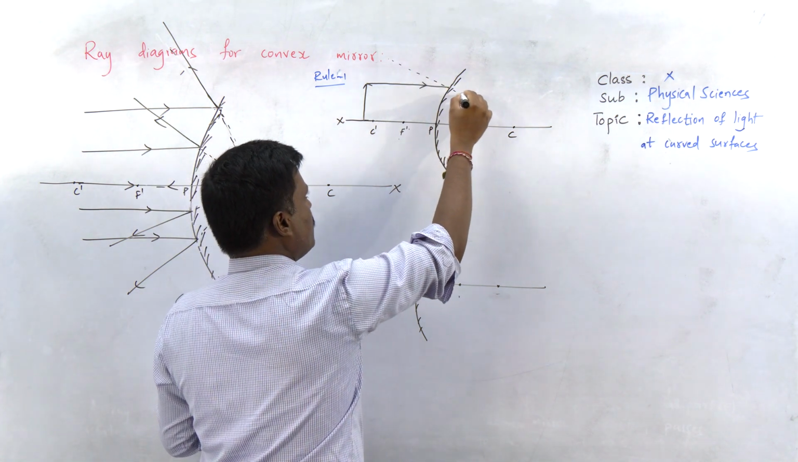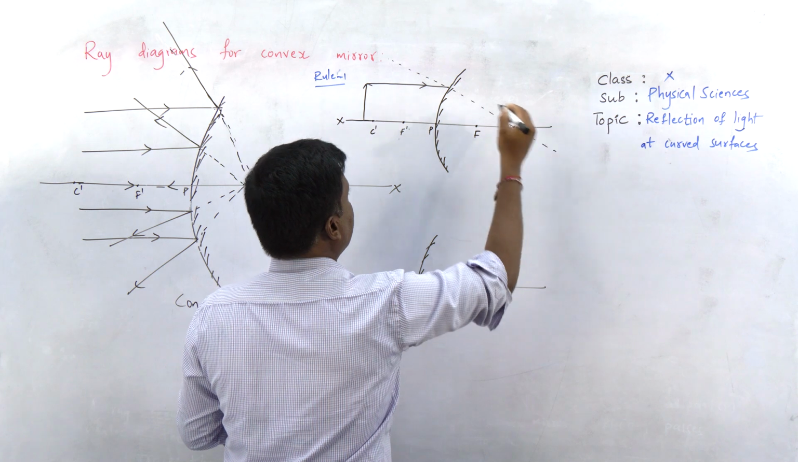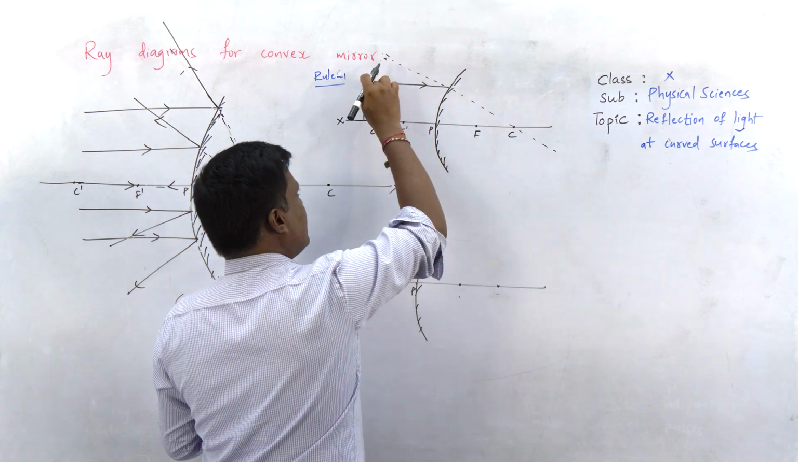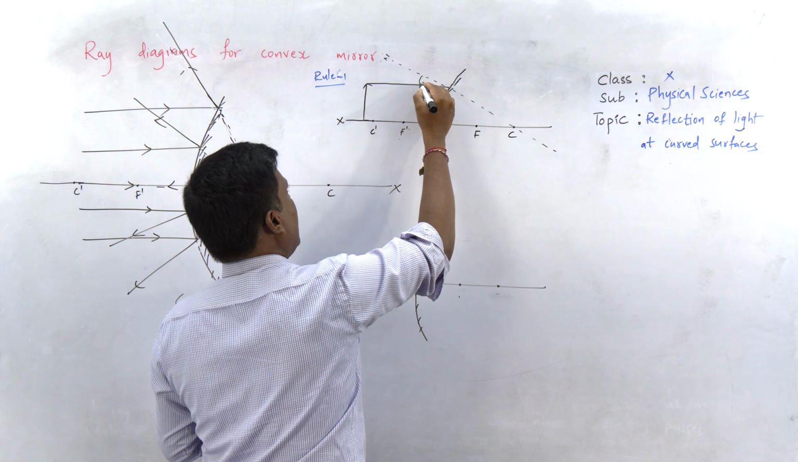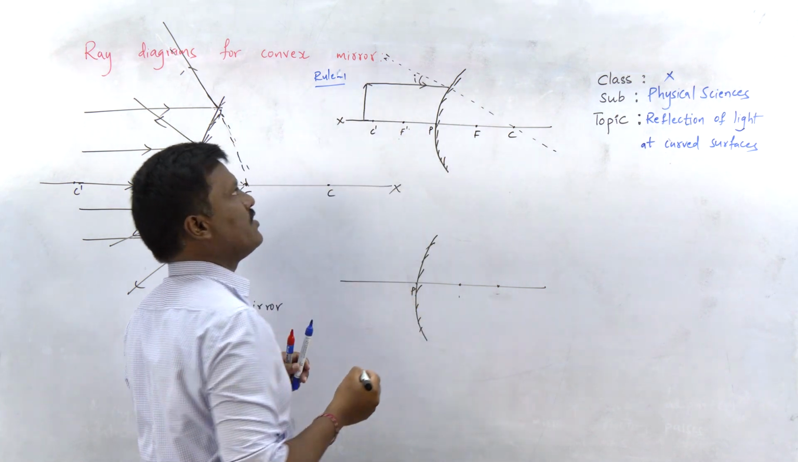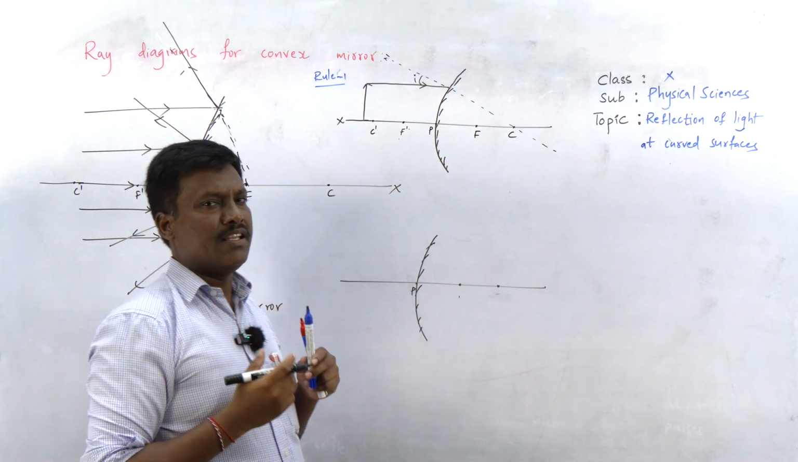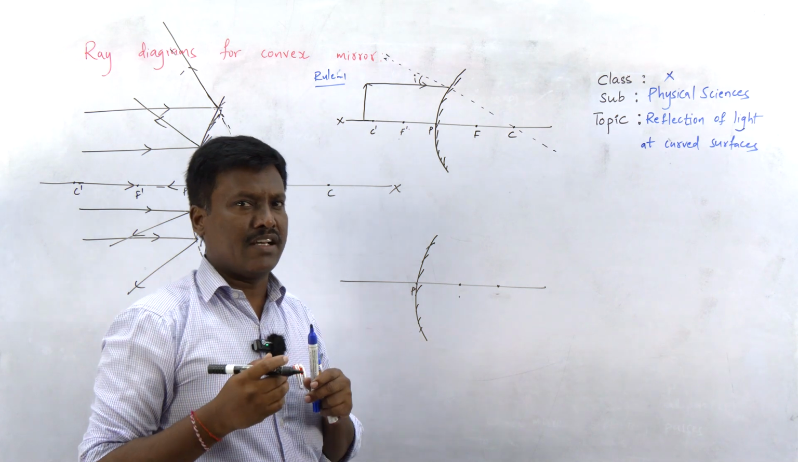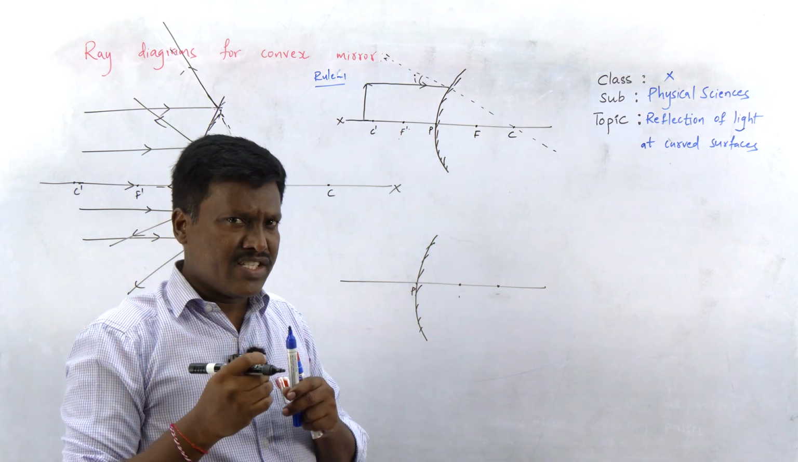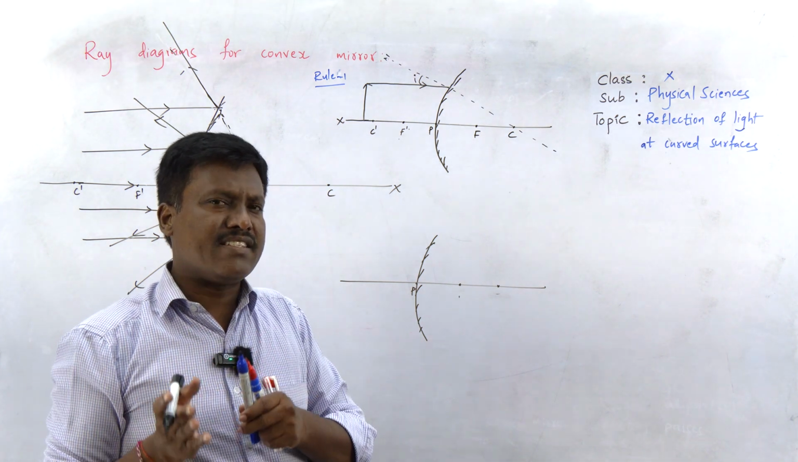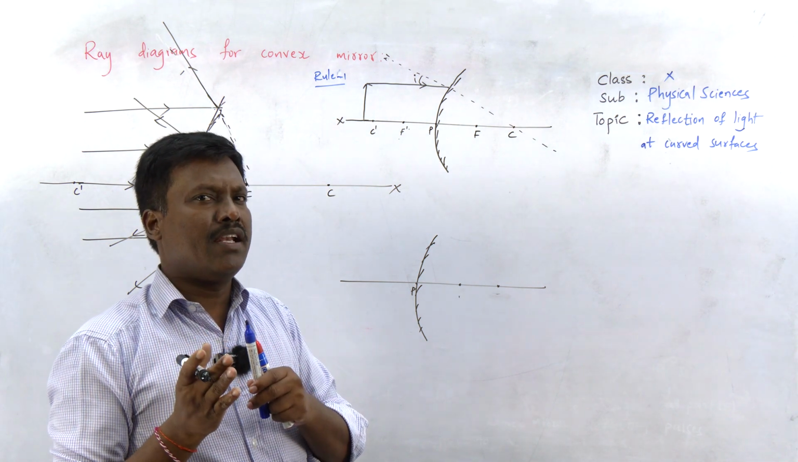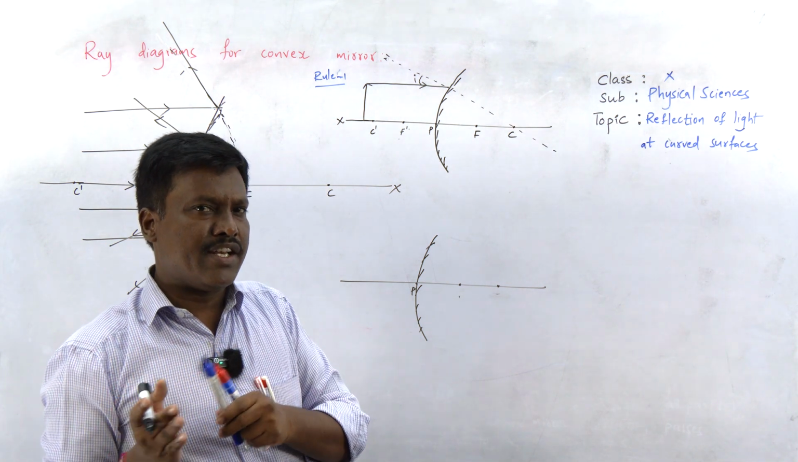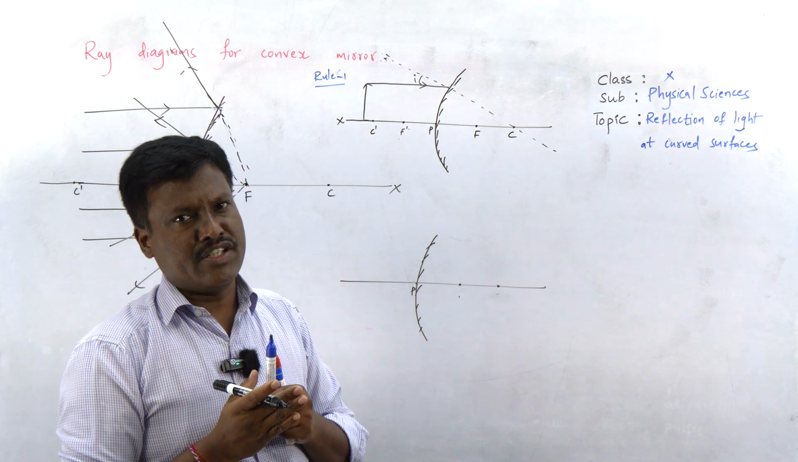So the normal usually passes through the center of the curvature, right? This is the normal. So this is the incident ray. The angle between incident ray and normal is called what? Angle of incidence. Light obeys the laws of reflection. Whenever the ray reflects, it makes an equal angle to the normal. Okay? The normal and incident ray make some angle, that is the angle of incidence.